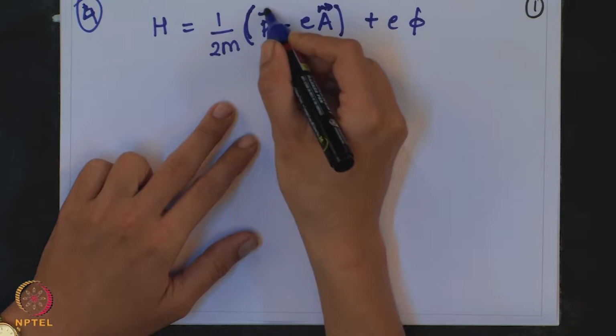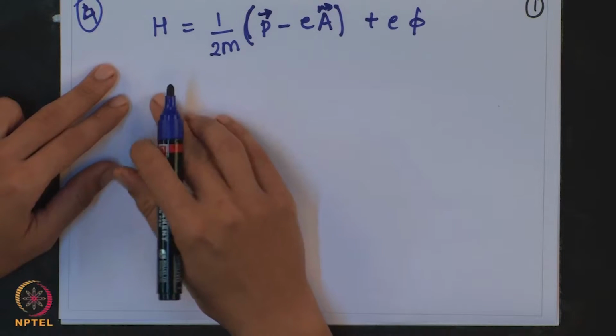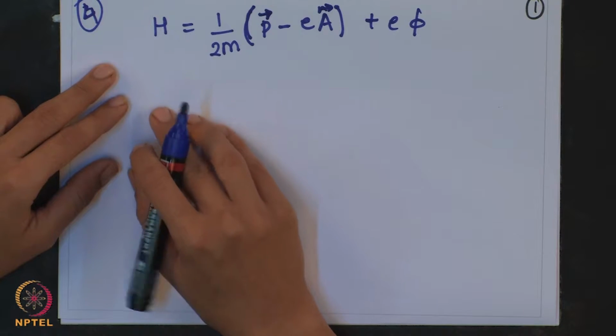and p is the momentum. Now we have to find the quantum mechanical Lorentz force, which is proportional to d square r by dt square. You know classically how one writes the Lorentz force; you have to derive the quantum mechanical version of it.